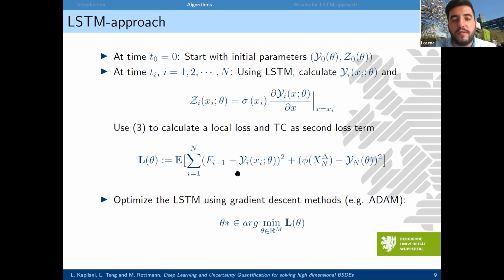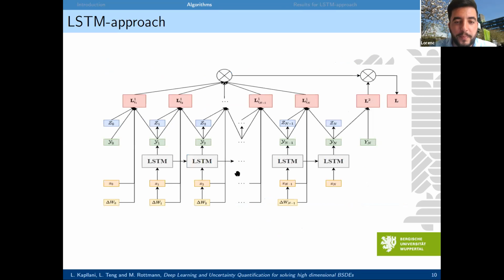In other words, we just consider a network which at each time step gives us the output for the Y process, and the Z we calculate with automatic differentiation. But the loss function at each time step tries to match the dynamics of the BSDE, and that's why it is going to converge to the exact solution.